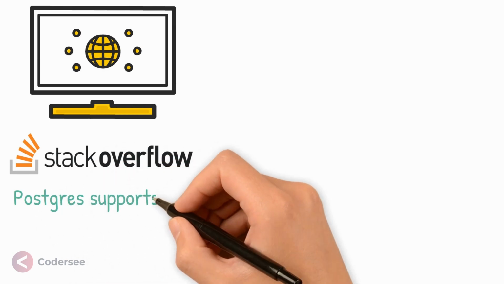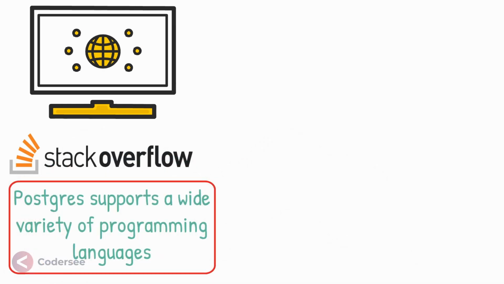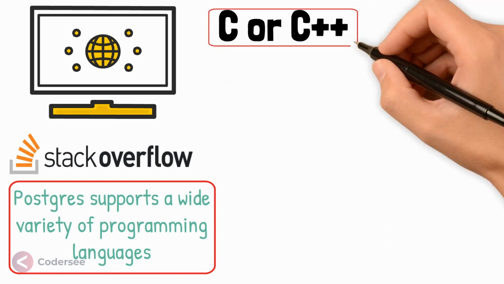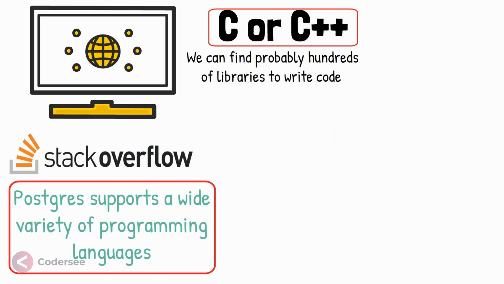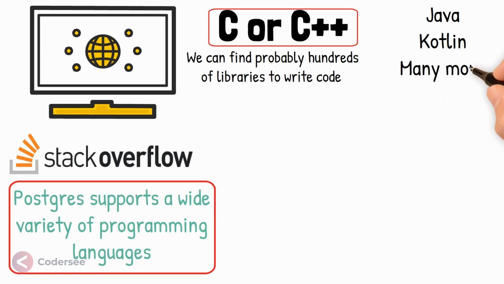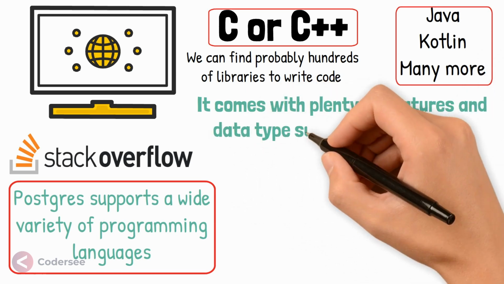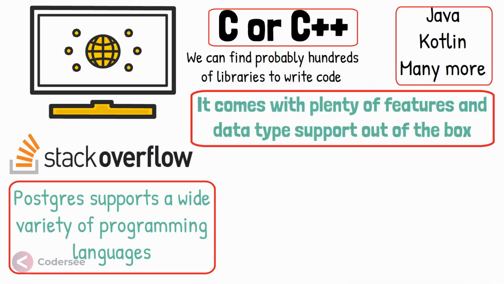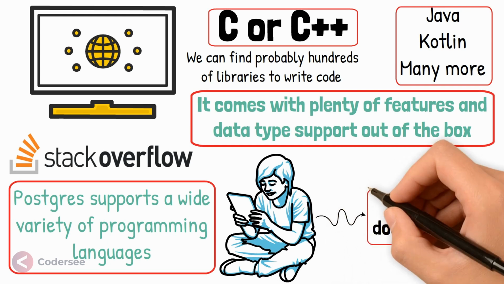Whatsoever, Postgres supports a wide variety of programming languages. We can write SQL queries or custom functions with C or C++. Of course, we can find probably hundreds or even thousands of libraries to write code in Java, Kotlin, and many more. Lastly, it comes with plenty of features and data type support out of the box. If you would like to learn more about its features, then I highly encourage you to visit the Postgres documentation.